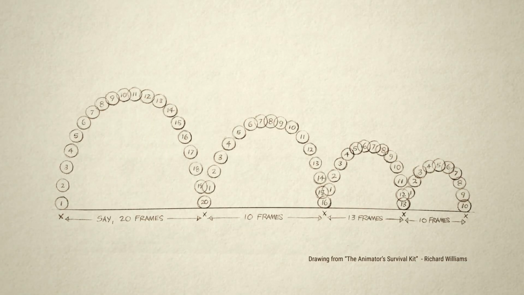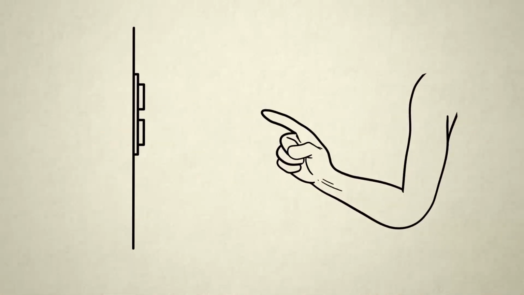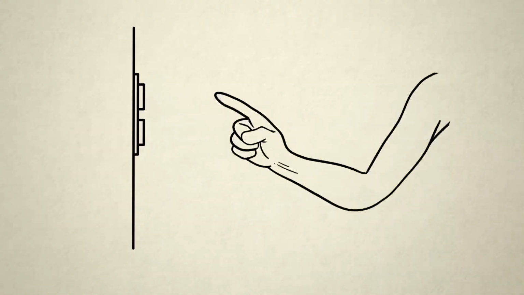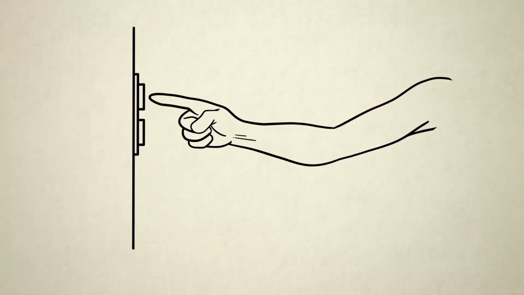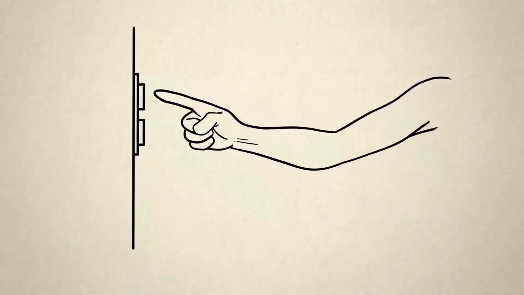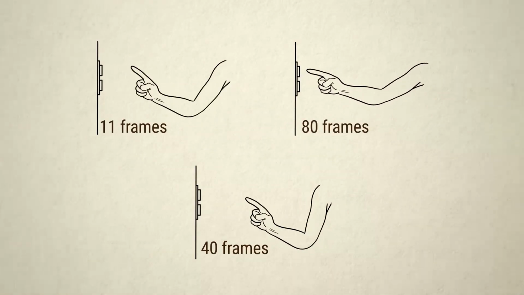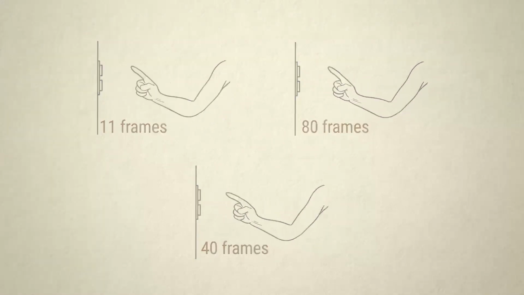The timing of an action is a big part of making it look clear, accurate, and realistic, but it also has a big effect on the personality behind an action. Look at how this hand presses this button. It seems pretty casual, but if we speed it up, it looks angry or panicky. And if we slow it down, it looks apprehensive or nervous. Keep in mind these animations all have the same key poses and easing. It's just the total number of frames that's changed.